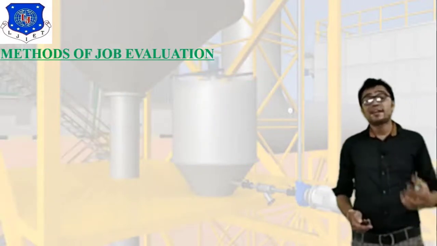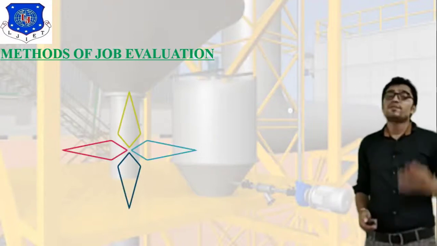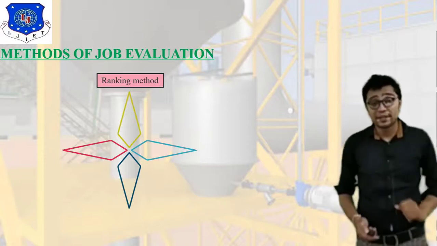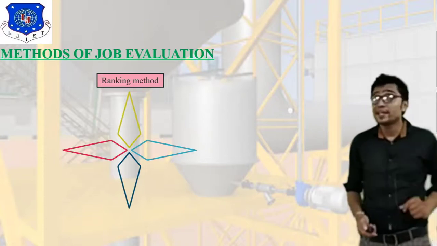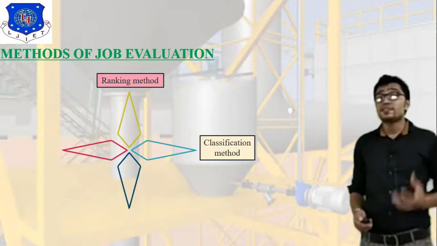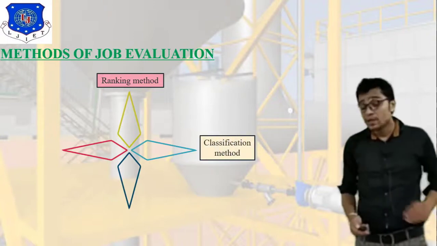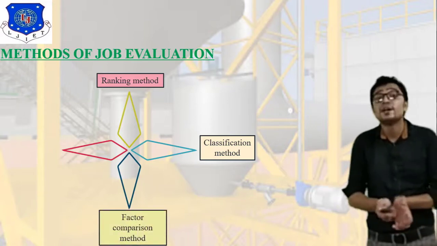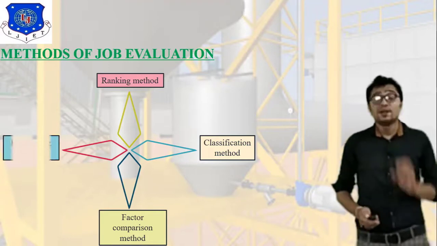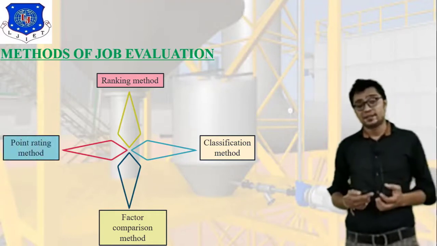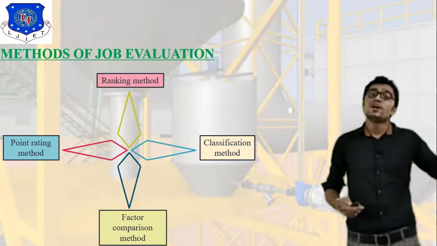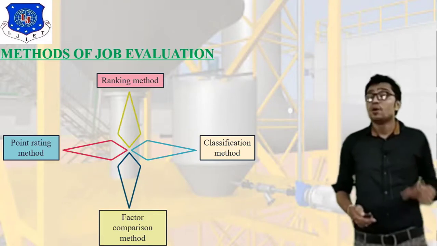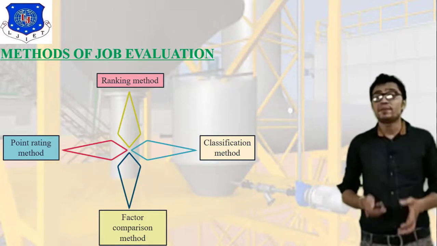Next topic is methods of job evaluation. There are four different methods to evaluate a job. The first method is the ranking method, which is very important. Second, the classification method, which depends on grade. Number three, factor comparison, where different factors are considered. And fourth, the point rating method. Out of 10 you have to give 9 points, or 8 points. This is called the point rating method.